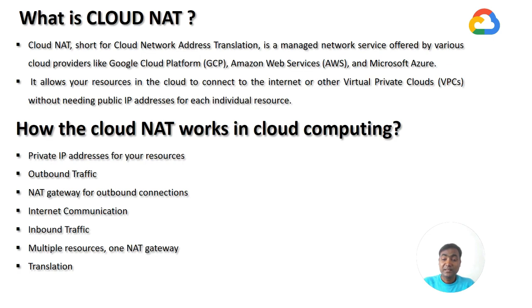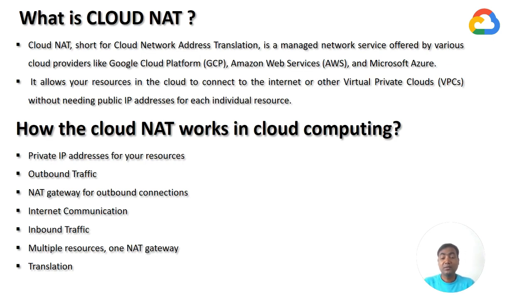Outbound traffic. When an instance in the private network needs to communicate with resources on the internet, for example to download updates or access external services, it sends its traffic to the Cloud NAT service. NAT gateway for outbound connection.